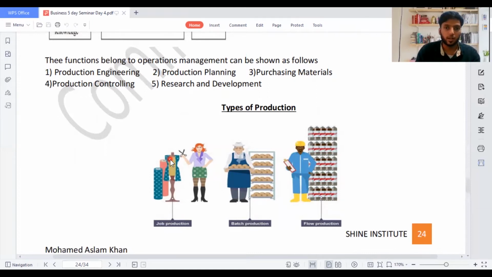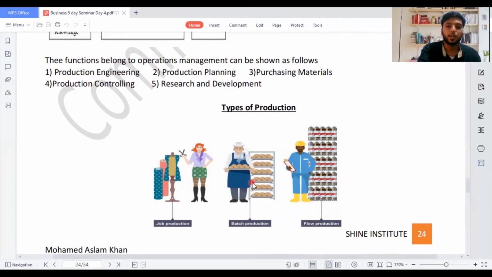So they'll charge very high prices, but they will finish the product in super quality, and they will keep the customers very happy. They will retain the customers as much as possible. But when it comes to batch production, they don't produce like job producers. They don't produce for one particular customer.